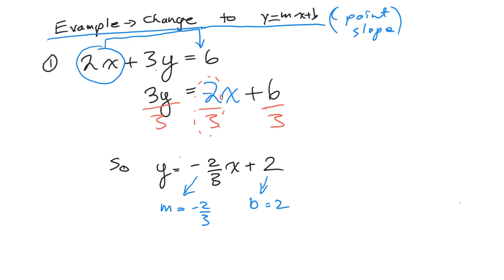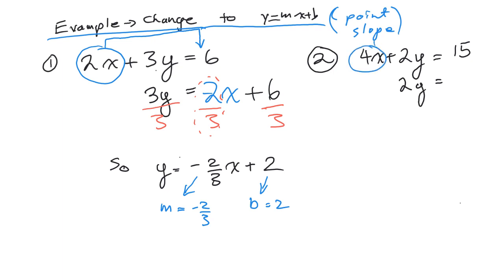Now, imagine I give you another problem like this. Well, let's say I have 4x plus 2y is equal to, say, 15. You're going to move everything just like before. So you have 2y on this side, and then we're going to take our 4x here and move it in front of the 15. So we end up with negative 4x and then plus 15.